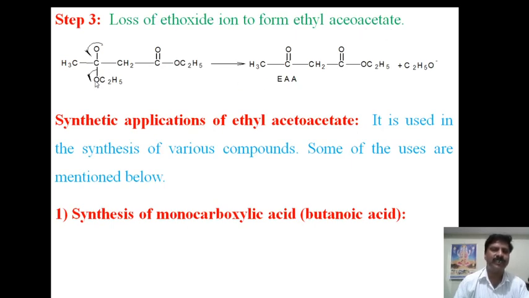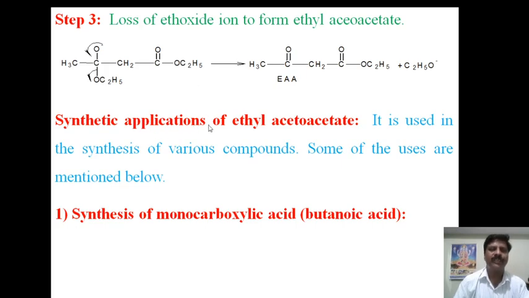Now this ethoxide group is a more unstable group, and therefore it drags the electrons towards itself, and to maintain the tetravalency of the carbon atom, the negative charge electrons take part in the formation of a pi bond, and it forms the keto form, the oxo form, with the liberation of ethoxide ion, and this is the formation of ethyl acetoacetate. This is the mechanism of the Claisen condensation reaction.